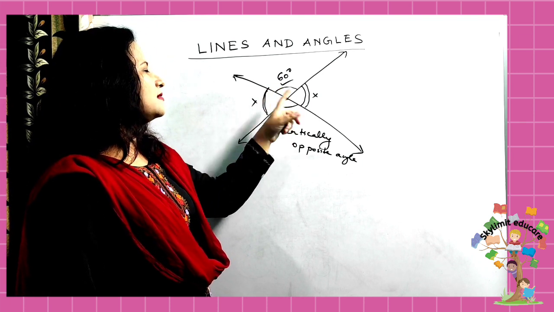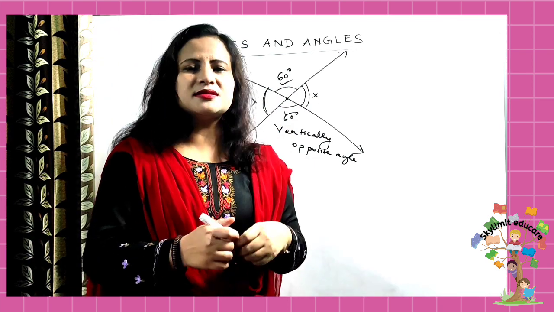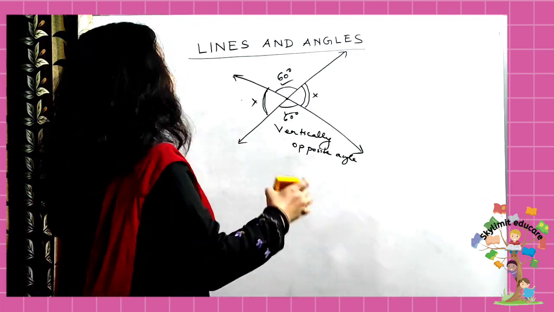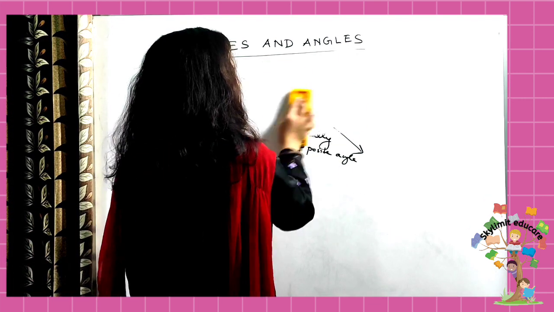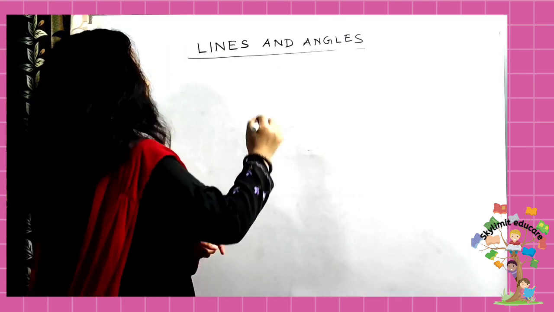These two are vertically opposite angles, and their values will always be equal. So for finding the unknown angles, this will be helpful for you. And apart from that, one more thing you should remember.